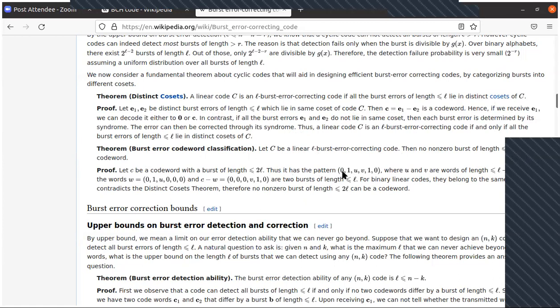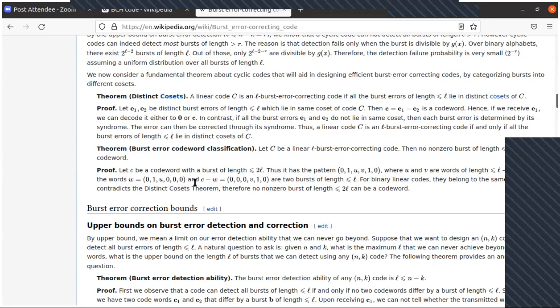For example, how does that proof go? You take it is a burst, right? Burst means starting with one, ending with one, of length 2L. So length 2L, now what can we say about U and V? U and V are words of length less than or equal to L minus 1. So U is at most L minus 1, V is at most L minus 1. Together they will give us 2L length at most, right? So now what they did, they took this word, 0 1 U 0 0 0, correct?